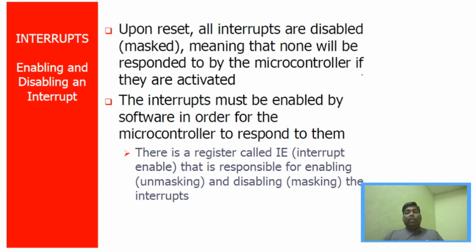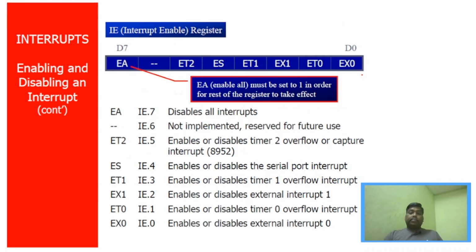We can enable or disable an interrupt using a particular register called the interrupt enable register. Disabling an interrupt, we can also call masking it. And how can we enable or disable an interrupt? By using the interrupt enable register. You can see here, this is the interrupt enable register, which is an 8-bit register. And normally, as I said, we have all these 5 different interrupts.